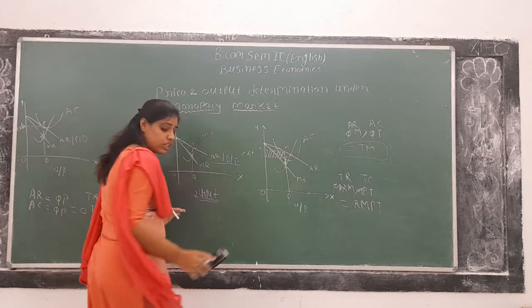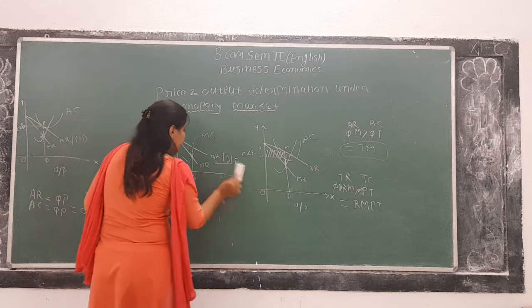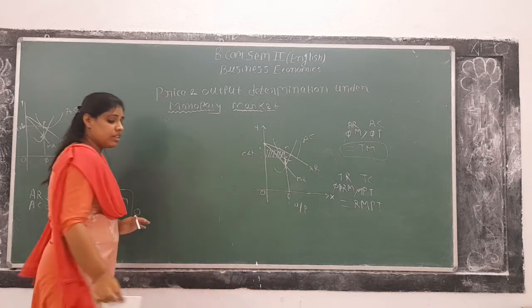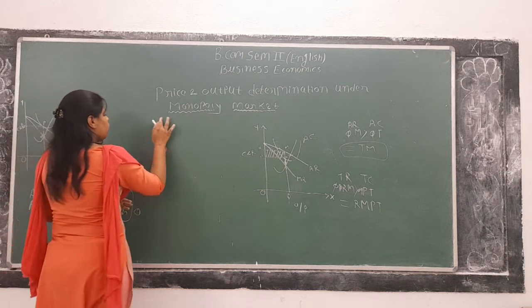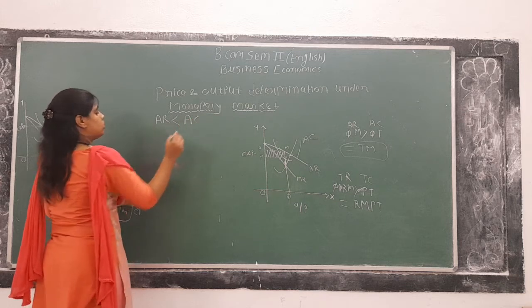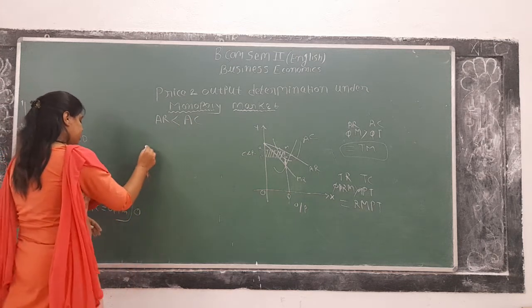Now we are going to see the condition of loss. Okay, how the condition of losses are derived. So what happens in the condition of loss? In condition of loss, average revenue is less than average cost, or average cost is more than average revenue.